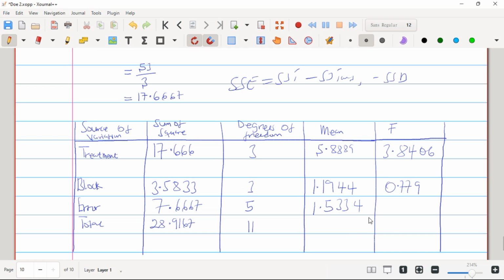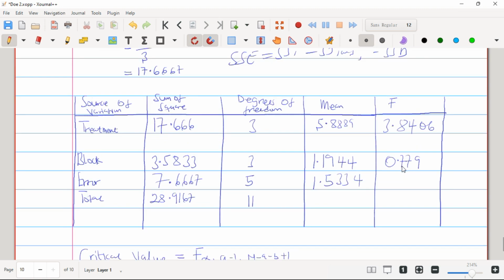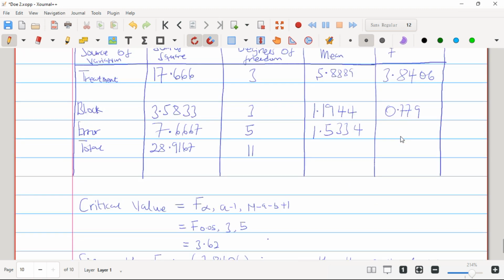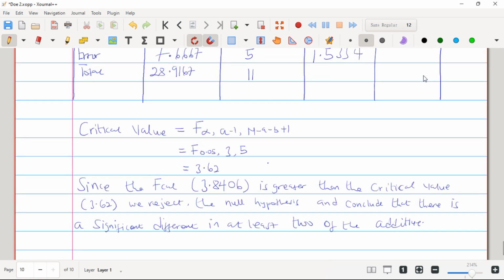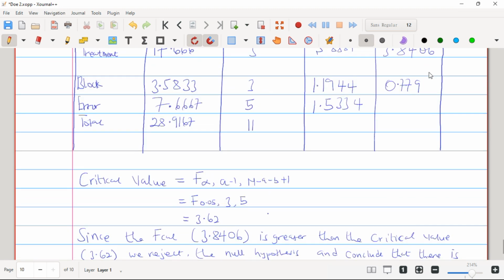And if you want the F, you are just going to divide by the error. So we are going to divide the treatment adjusted by the error, and we got this one. So this is our final answer, right? So we have 3.8406 for the treatment. Here our main focus is to make a conclusion for the treatment.